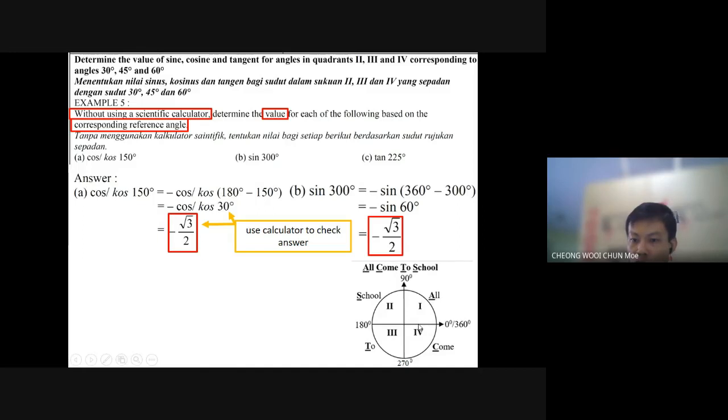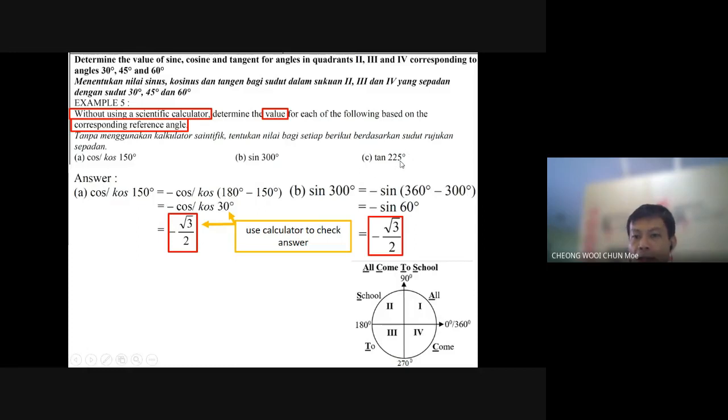So to get the corresponding angle based on the x-axis, here is 300, so 360 minus 300, you get remainder 60. So you can press calculator, sine 60 is 0.866. So square root of 3 divided by 2, you get 0.86. So to confirm, you can use square root of 3 over 2. Okay, then we continue with C.